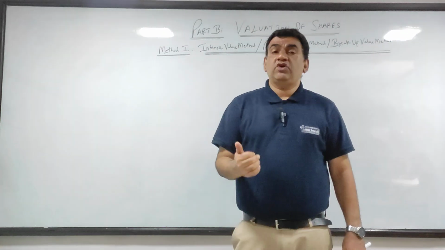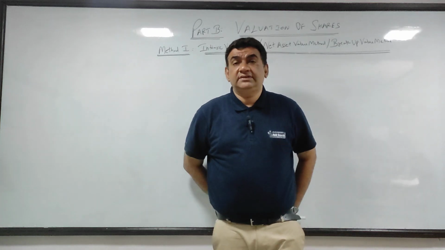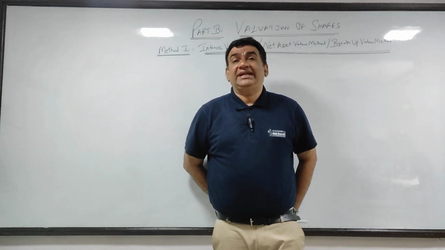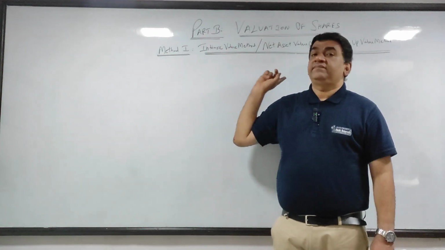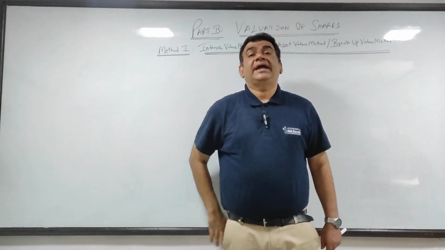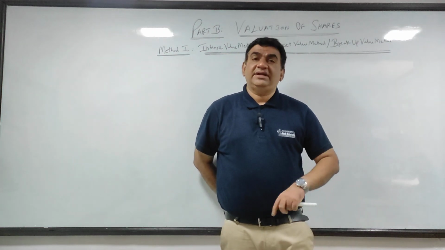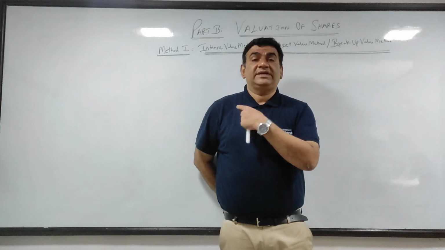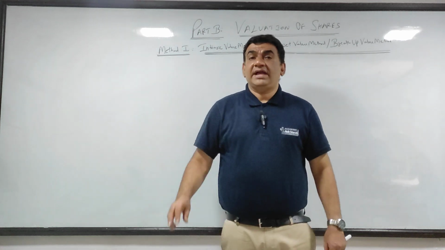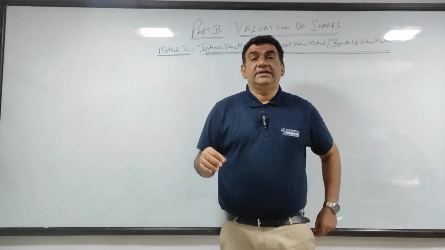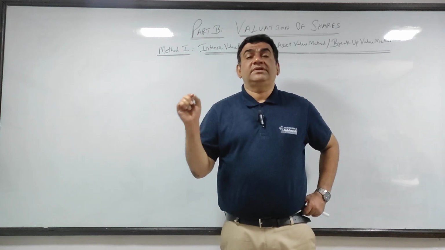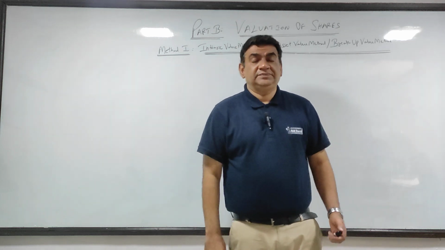Second method, we call it the yield method, and the third method we call it the fair value method. First method, second yield value, and third fair. Fair is nothing but the average of the first method and the second method. Suppose my answer of the first method is 100 and my answer of the second method is 120. So my fair value becomes 100 plus 120 divided by 2.